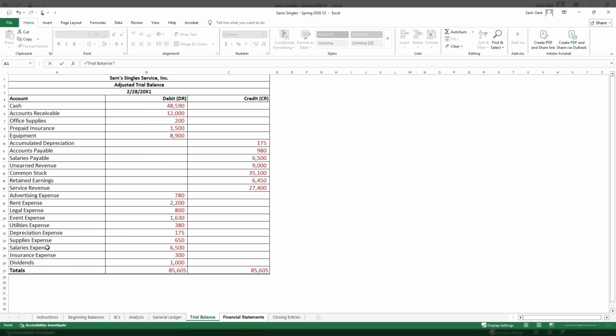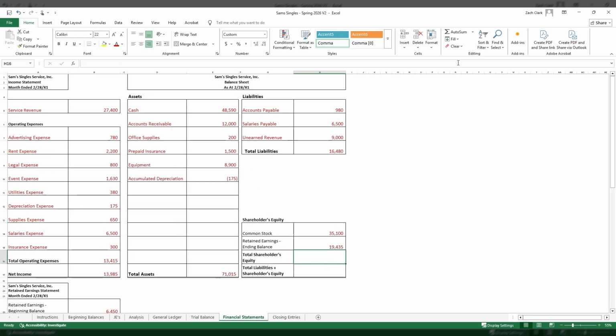So common stock, 35,100. Add that to retained earnings, which means that our total equity is 54,535. And then we're going to add our liabilities plus our equity. And look at that. 71,015 total assets equals 71,015 liabilities plus equity. So our accounting equation is balanced, our balance sheet balances, and we are looking good.